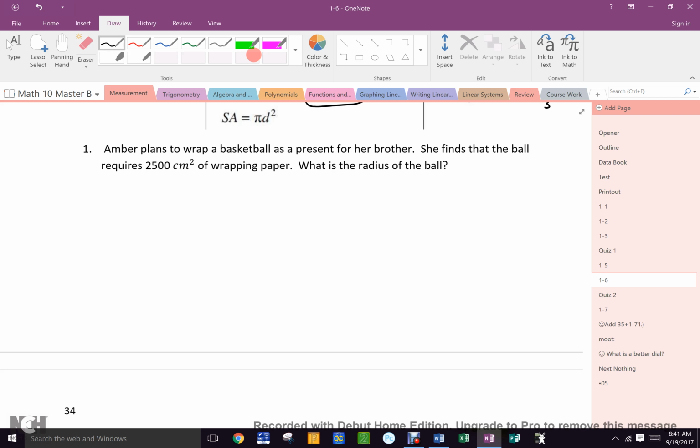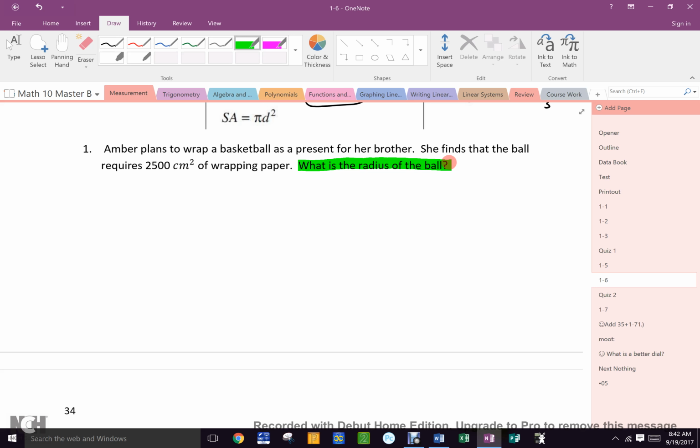We've done a lot of practice with surface area in other shapes. We've done a lot of practice with formulas. What we haven't practiced is this type of question. What is the radius of the ball? So we're actually finding something from the ball that isn't part of the surface area. Okay, everybody cool with that?